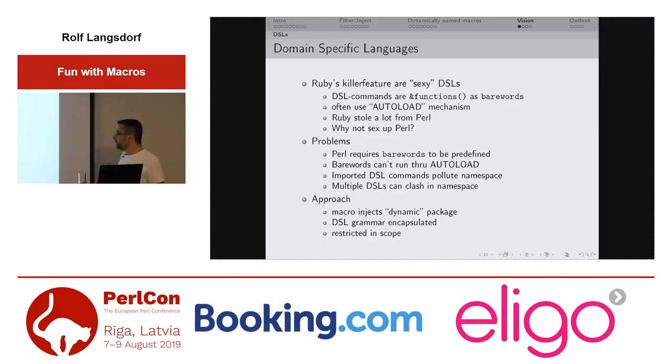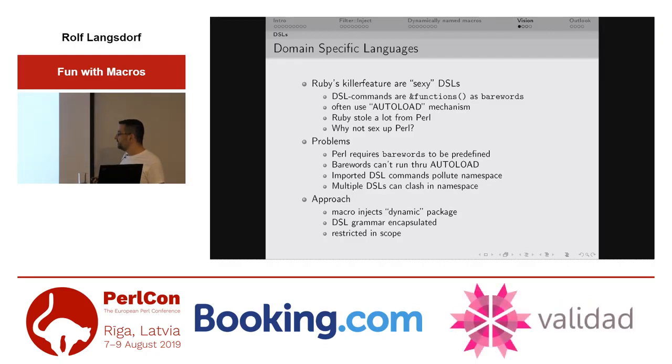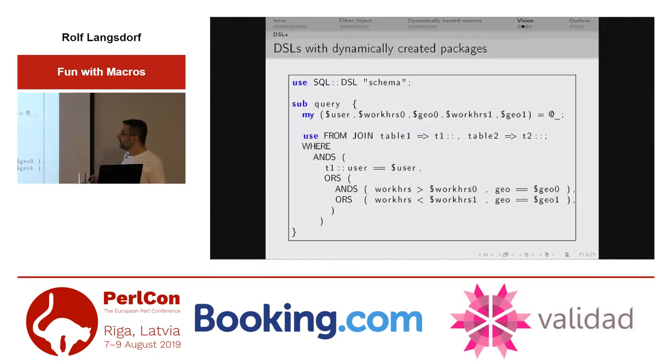So in our approach, we inject a dynamic package. We inject a package definition in a lexical scope. So the package is restricted to the scope, and the DSL grammar is encapsulated. I'll give you here an example of a hypothetical. I'm toying around with a SQL DSL so that you have a feeling how it could look. And this works by injecting a package. In this case, it injects three packages, because we have a join.